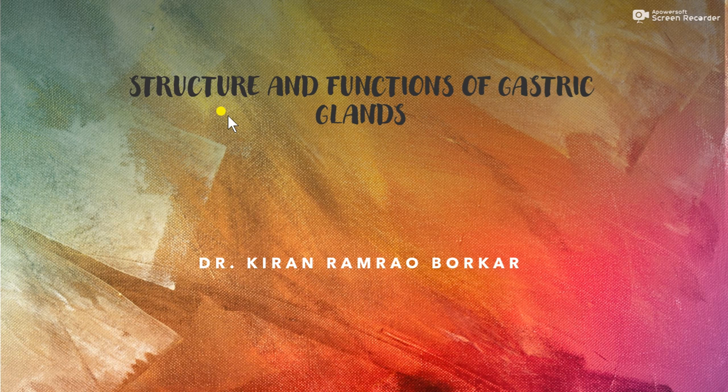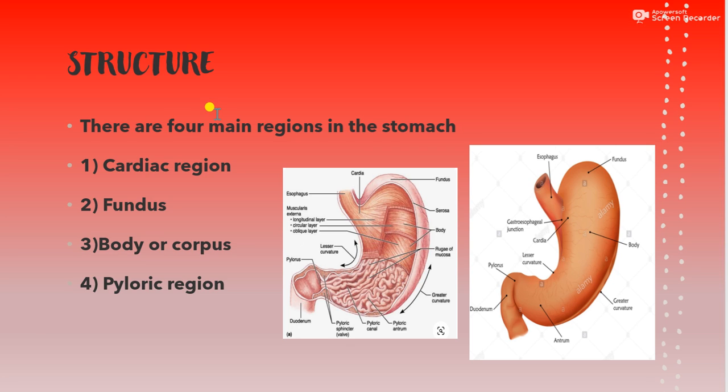Today I'm going to discuss the structure and function of gastric gland. But before starting the structure and function of gastric gland, I will tell you about the stomach. There are four main regions of the stomach, that is cardiac region, fundus region, body or corpus, and pyloric region. All these are the four main regions of the stomach.